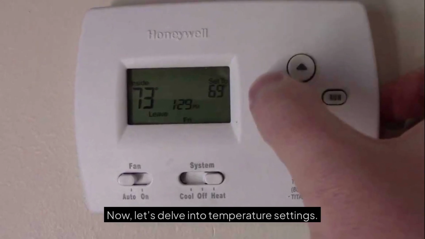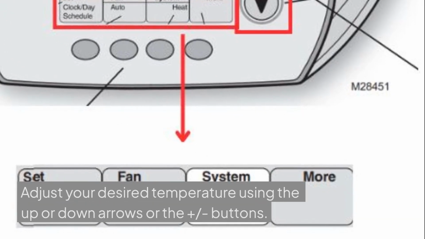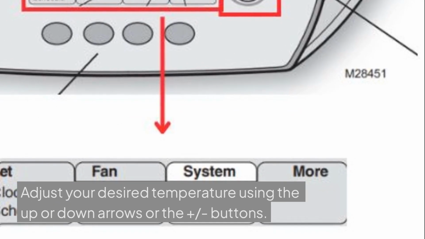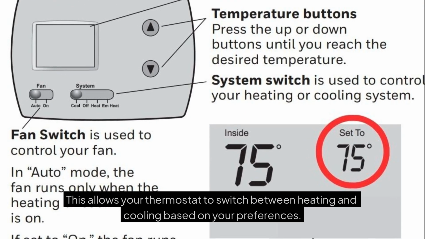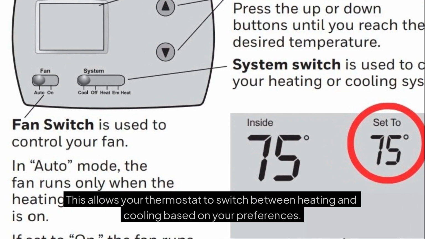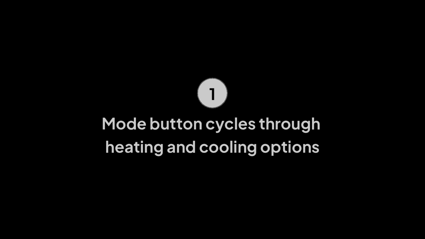Now, let's delve into temperature settings. Adjust your desired temperature using the up or down arrows or the +2 buttons. It's that simple. Remember, you can also change temperature modes. This allows your thermostat to switch between heating and cooling based on your preferences. Use the Mode button to cycle through the available options: heat, cool, auto, or off.